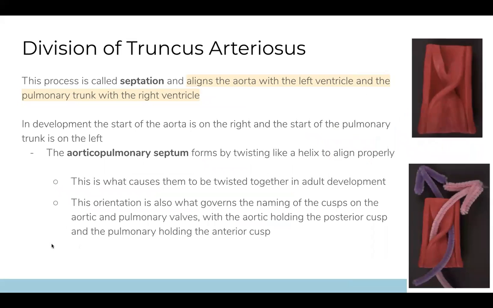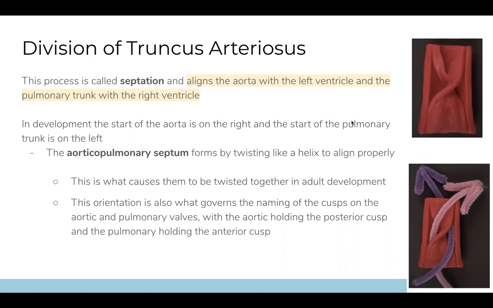Now, your truncus arteriosus is a little bit more complicated than your ventricles, not quite as complicated as your atria. This process is called septation because you are growing a septum. If you imagine your heart, the right side goes out your pulmonary trunk, and the left side comes out the aorta, which pokes out the other side. If you had a tube, it wouldn't really work like that, right? So you need to align each side with the correct ventricle.